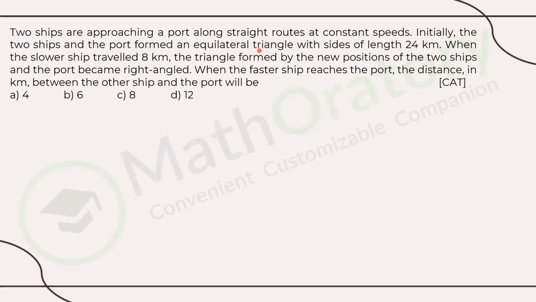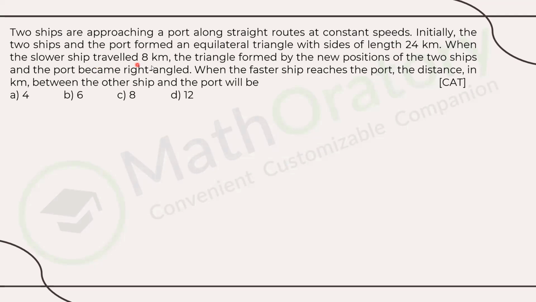Whenever you are talking about three objects forming an equilateral triangle, what does that mean? It's basically that these three objects should be vertices of that equilateral triangle. So the port and the two ships, wherever they are, if you consider them as three points and connect them by straight lines, you'll form an equilateral triangle. I hope that you can visualize this mentally now. And the side of that equilateral triangle is also given to us, where we'll come back to that.